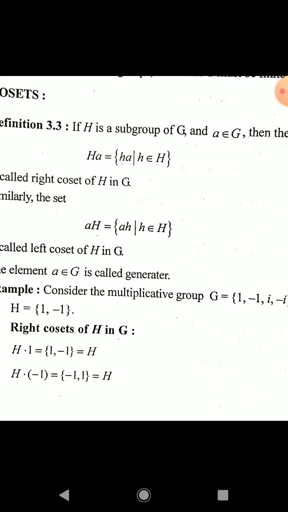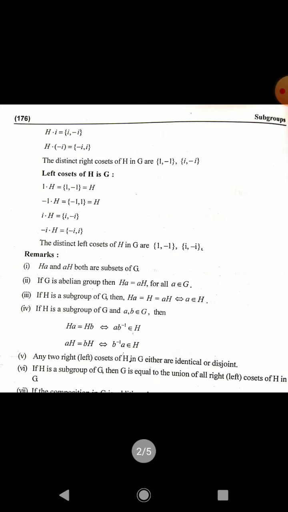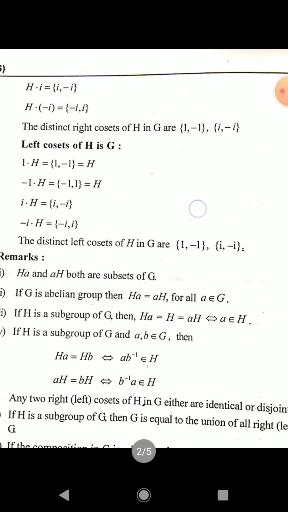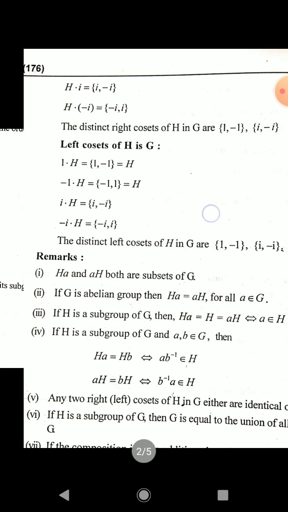These are the same as the H subgroup. And also the remaining two right cosets generated by 1 and minus 1, these are also the same, and the cosets generated by I and minus I are the same. Though there are 4 elements in G and we shall in general get 4 right cosets, the distinct right cosets are 2. First is {1, minus 1}, another is {I, minus I}. That means there are 2 distinct right cosets of H in G, and these are {1, minus 1} and {I, minus I}.